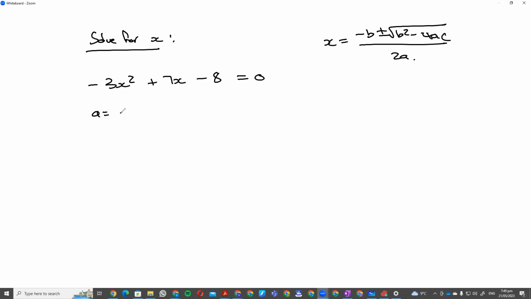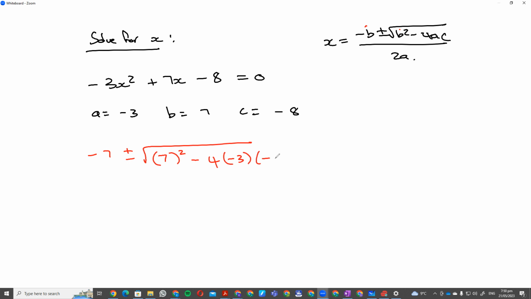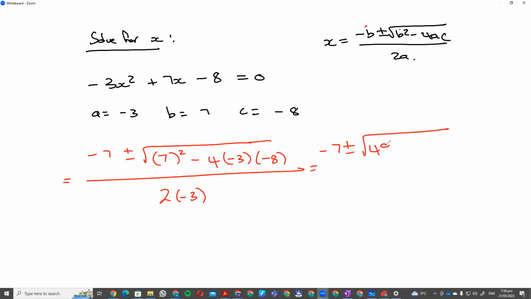All right, so a is equal to negative 3, b is equal to 7, and c equals negative 8. And so what we want to do here is substitute it in carefully. So negative b, which is negative 7, plus minus the square root of b squared, so 7 squared, minus 4 times a, which is negative 3, times c, which is negative 8, all divided by 2 times a, which is negative 3. When we simplify this, we end up with negative 7 plus minus the square root of 49. 3 negatives becomes a negative. 4 times 3 is 12, times 8 is 96.